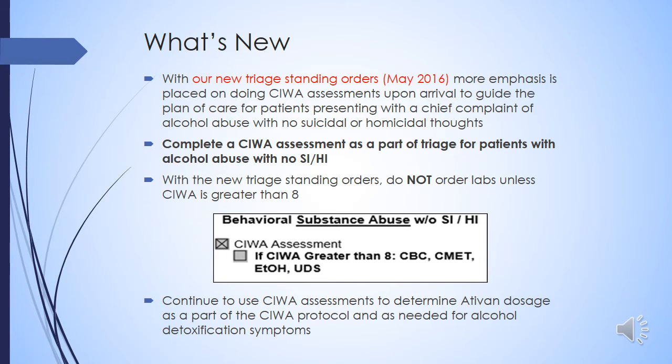If you find the patient has a CIWA score of 8 or below, the plan will be that provider gives them resources and then discharge. If you find their CIWA score is over 8, you will then order some lab work and have the provider determine the plan of care. Otherwise, we will continue using the CIWA assessment to determine the severity of alcohol detoxification symptoms and the need for Ativan per the CIWA protocol ordered by the physician.